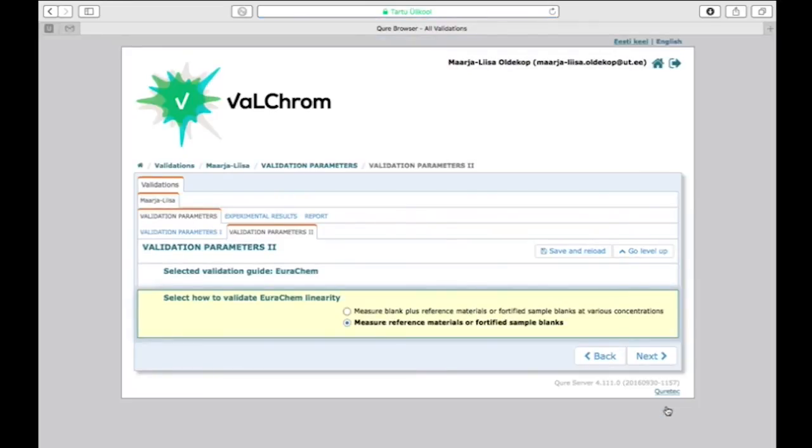The EuroChem guideline has two possibilities to prepare the samples for linearity evaluation. You can either measure blank sample plus reference materials, or fortified sample blanks at various concentrations. But I have chosen that I have measured the reference materials, or you can also analyze fortified sample blanks. And we can move on.